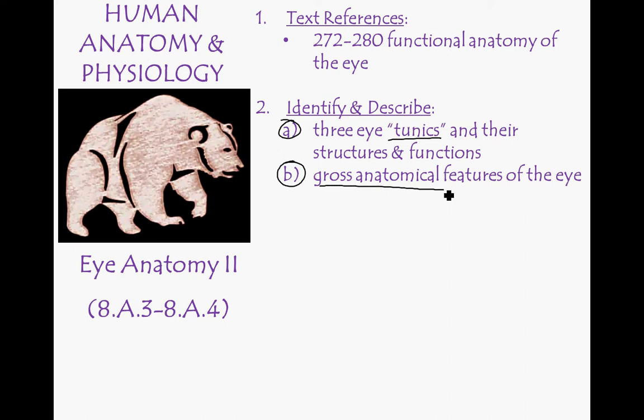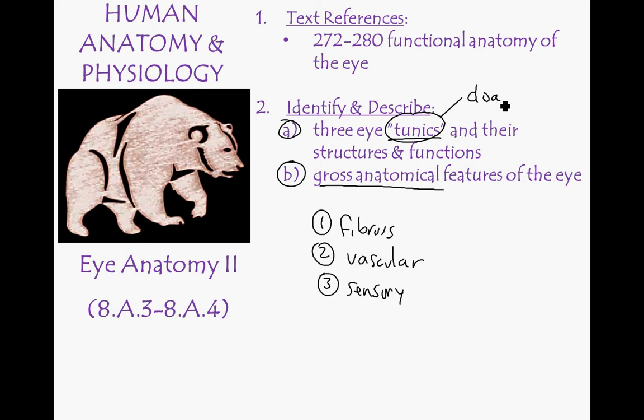So firstly, the three tunics are the fibrous outer tunic. The second tunic is going to be the vascular tunic, and the third one is the sensory tunic. Now, a tunic, for those of you that don't know, is kind of like a cloak, a jacket, and so these are just layers of the eye. And again, fibrous, vascular, and sensory.